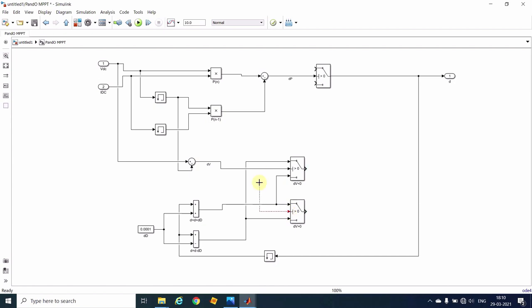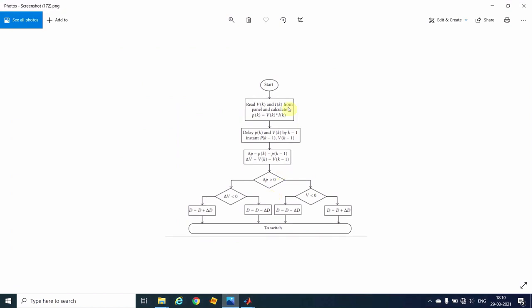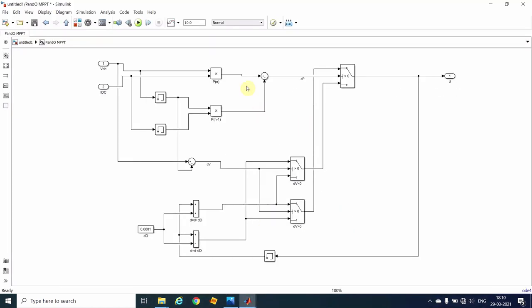This one will give the condition. After that, this would be connected here, and this one would be connected here. Okay, so carefully watch this and try to understand how I implemented this one.